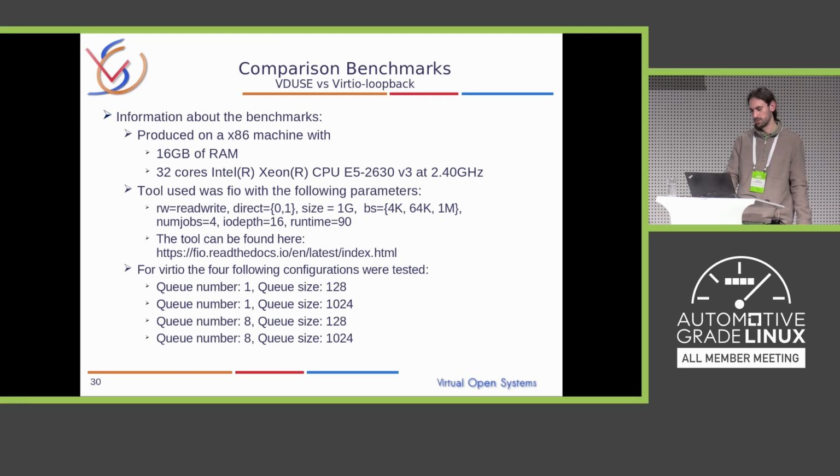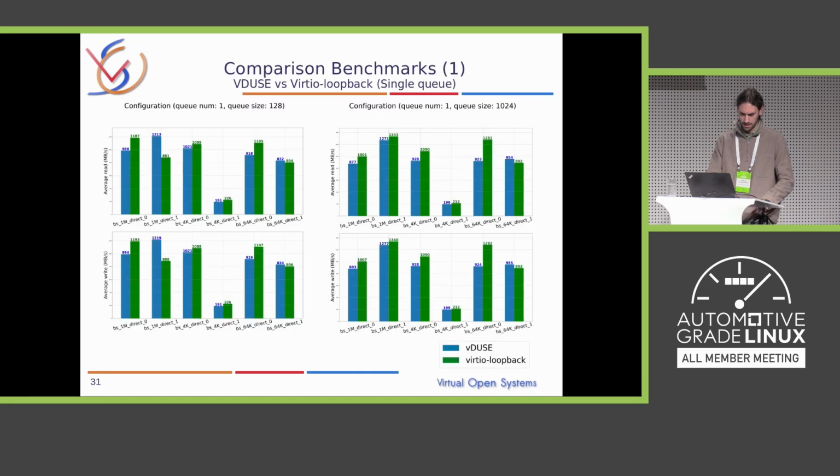Now, a small comment about the Virtio queues that we used and the configuration. We decided to use different configurations and try to identify the differences in the behavior of both technologies. We chose a small queue of 128, one big queue of 1024, and both scenarios of a single queue and a multi-queue with 8 queues.